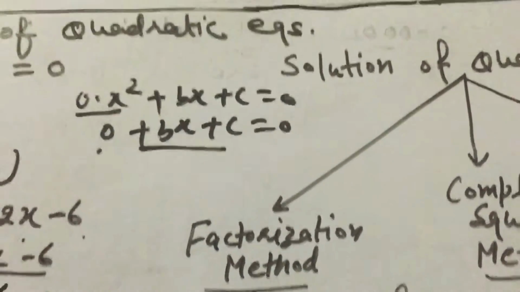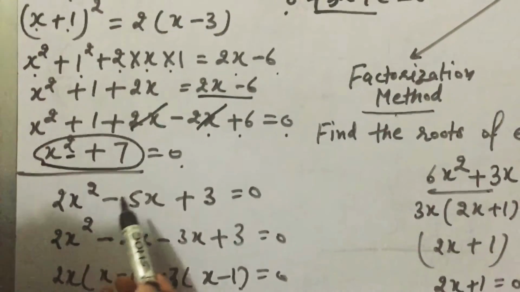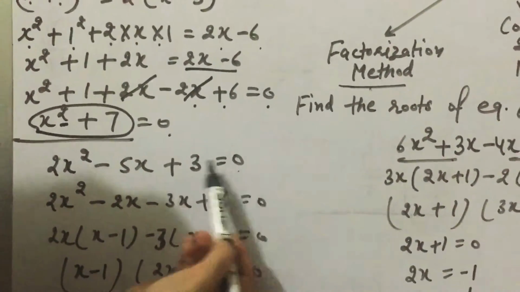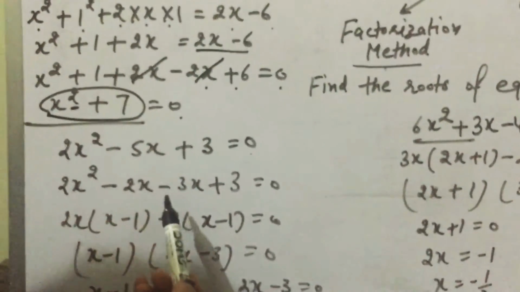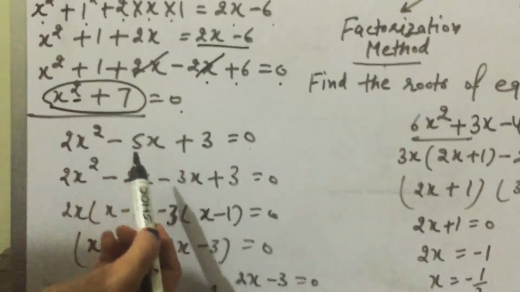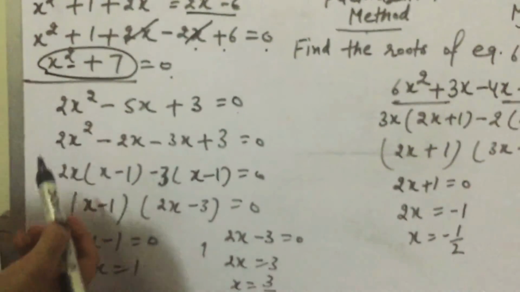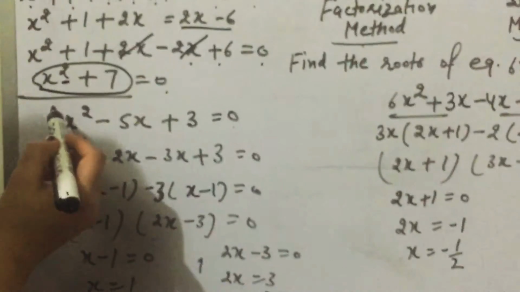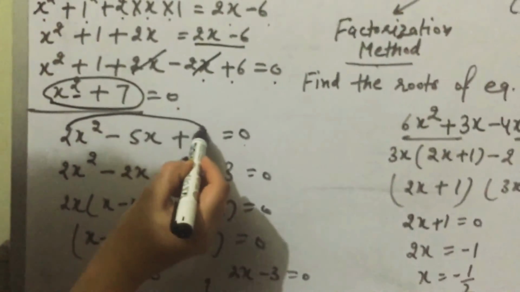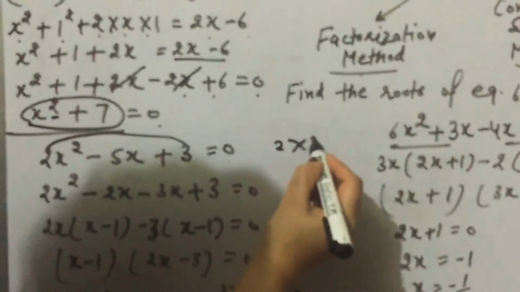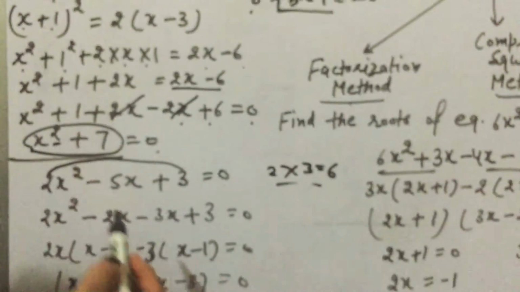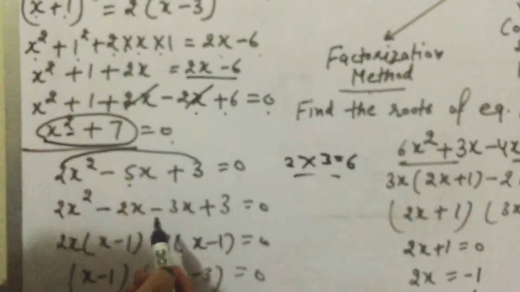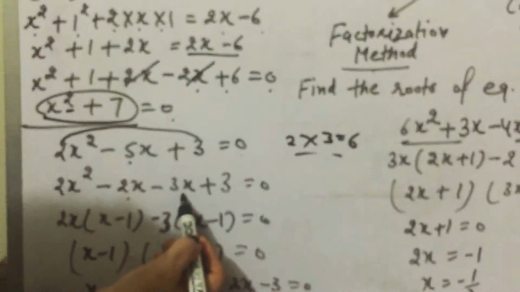Now what is factorization method? 2x square minus 5x plus 3 equal to 0. Quadratic equation is given. By factorization method we have to find the value of x here. Factorization method means mid-term splitting method. We have to find two numbers such that their product is 2 into 3, that is 6, and their sum is minus 5. So the factors are minus 2x, minus 3x.